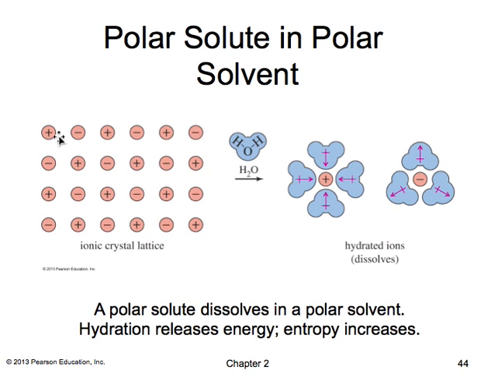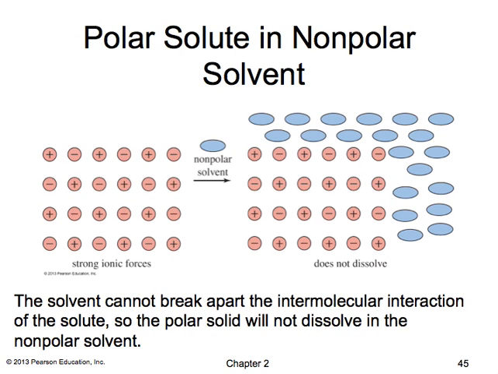If you see an ionic crystal lattice in water, ionic crystal lattices are usually found in salts, for example, then the water will solubilize it, lining up with the positive charges one way and the negative charges the other way. This hydrates the ions, allowing salt crystals to dissolve. Here's a polar solute in a nonpolar solvent. Again, this is an ionic crystal as in a salt. Here's a nonpolar solvent. Because these molecules are nonpolar, they can't wrap around any of the ions and break apart the intermolecular interaction, so you're not going to see dissolution of the salt.